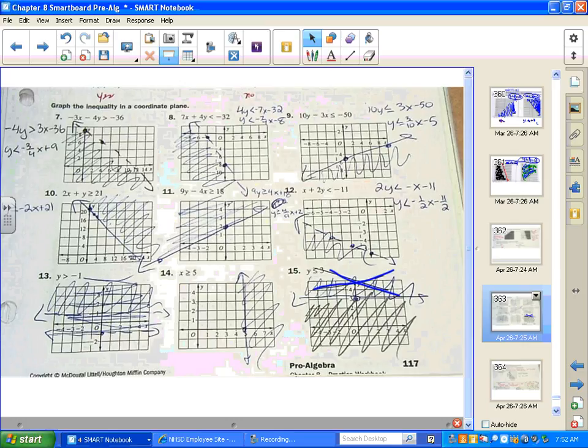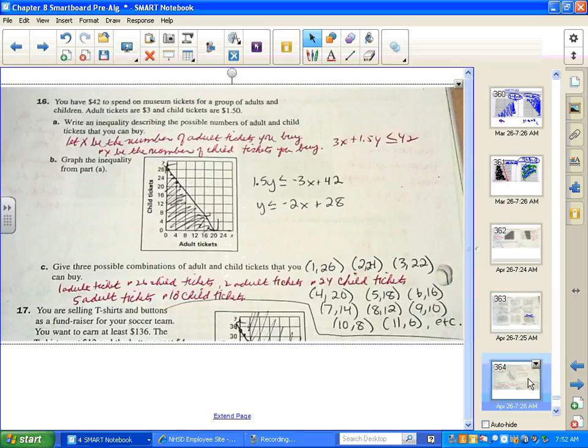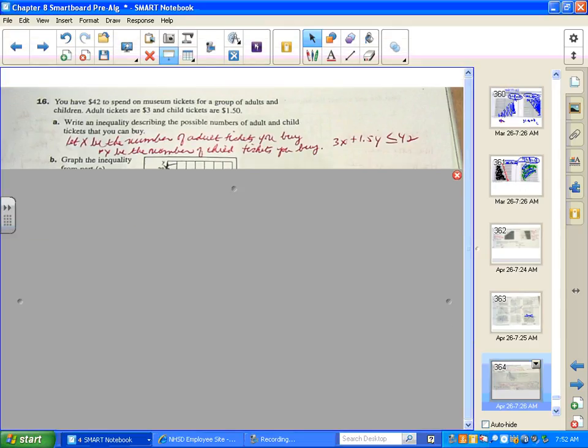Okay. All right, number 16. So some of you guys kind of forgot how to set this up. Can someone tell us what the equation should be? Alyssa, go ahead. Good. 3x plus 1.5y less than or equal to 42. How would you graph that? There's 2 things you could do here. Mary, how would you graph that?